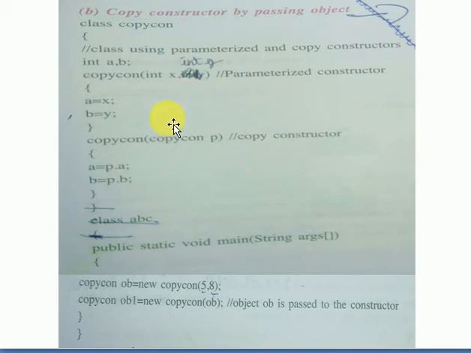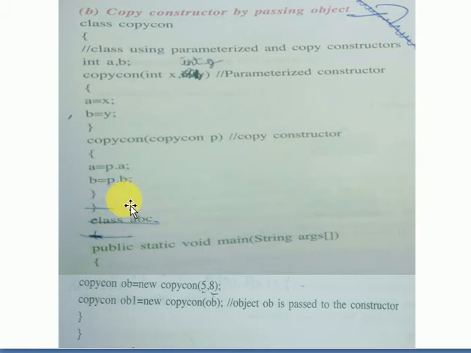From x and y, values should be copied to a and b. It is a parameterized constructor we are using. One more time, Copycon(Copycon p). Here Copycon is the class name, meaning a constructor. But what is this constructor taking? It is taking one object as an argument, so we call it a copy constructor. From one object the data is passed to another object. a = p.a, b = p.b.